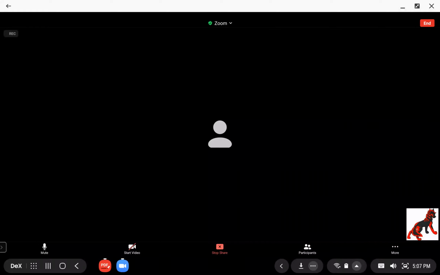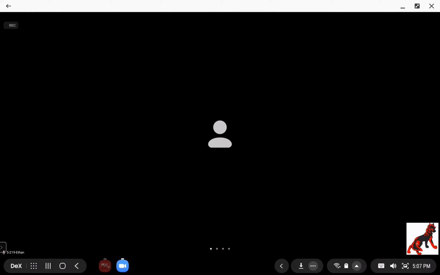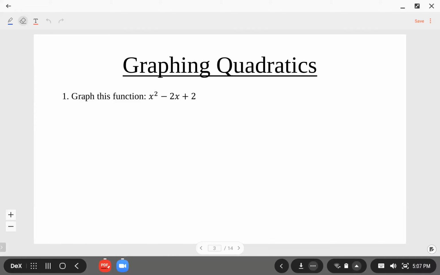So today we're going to be starting with graphing quadratics. And first, we're going to start with this problem. Graph this function: x squared minus 2x plus 2. If you have Desmos, then you can go to that website and graph it.